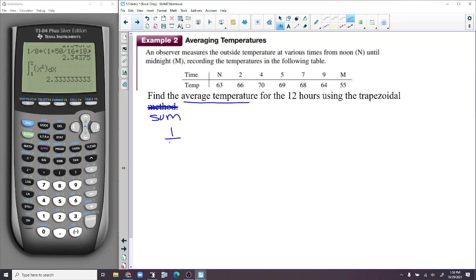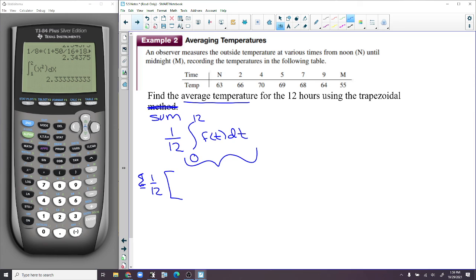So we're going to take 1 over 12. We're going to multiply times the integral from noon to midnight. We'll say 0 to 12 of some function dt. But what we don't have is a function. So we're going to take 1/12 of the area under the curve, and we're going to estimate that area using trapezoids. So that's the 1/12. Here's our trapezoidal sum.